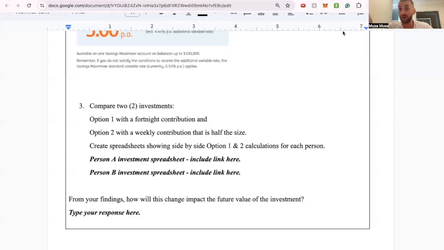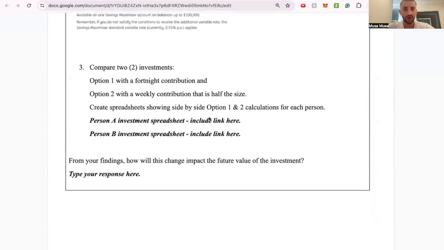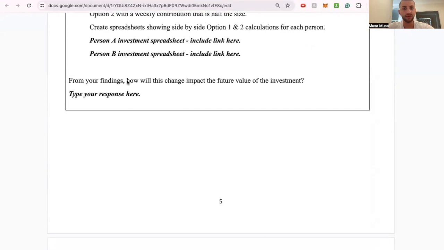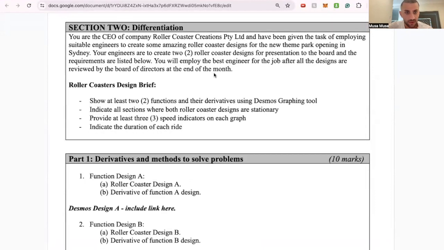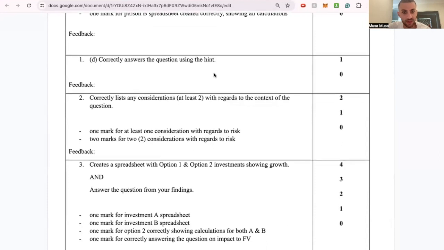Okay, so let's do question 3 now. It says compare 2 investments, option 1 with a fortnightly contribution and option 2 with a weekly contribution that is half the size. Create spreadsheets showing side by side option 1 and 2 calculations for each person. So it says, yeah, it doesn't have much more information. So we're going to look to the marking criteria just in case it says something else. It says, from your findings, how will this change impact the future value of the investment? Okay. So if we come down to the marking criteria, let's just make sure they're not saying anything.